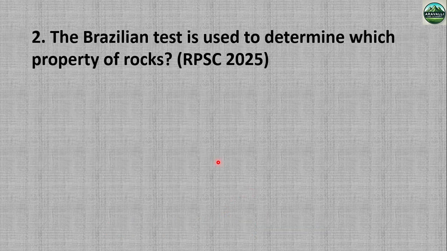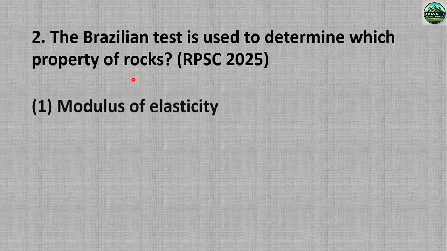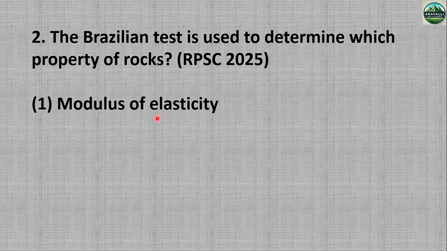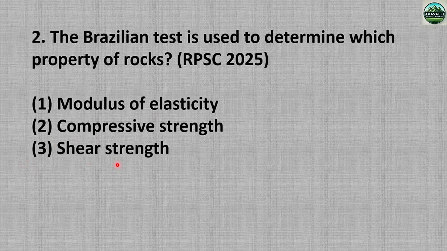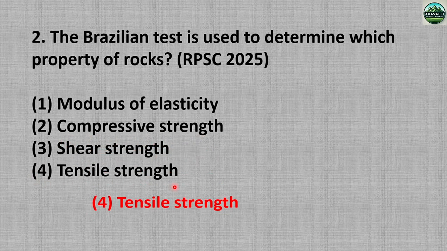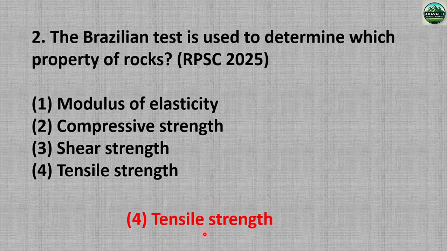Now next, the Brazilian test is used to determine which property of the rock. Option first, modulus of elasticity. Number 2, compressive strength. Number 3, shear strength. Number 4, tensile strength. So what is the right answer? Right answer is the tensile strength. Let's elaborate the options.